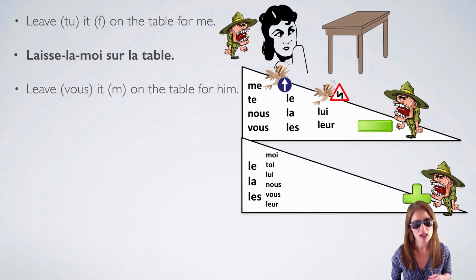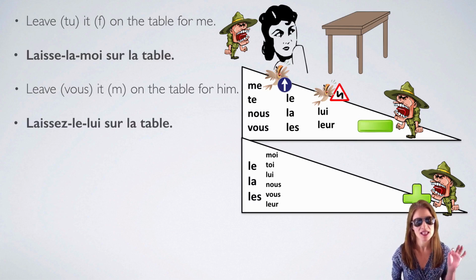Using vous this time. Leave it, masculine it, on the table for him. Okay, positive, the le goes before the, for him, to him, lui. Laissez-le lui sur la table. You could say, laissez-le sur la table pour lui. But what you will hear a lot of the time is laissez-le lui sur la table.